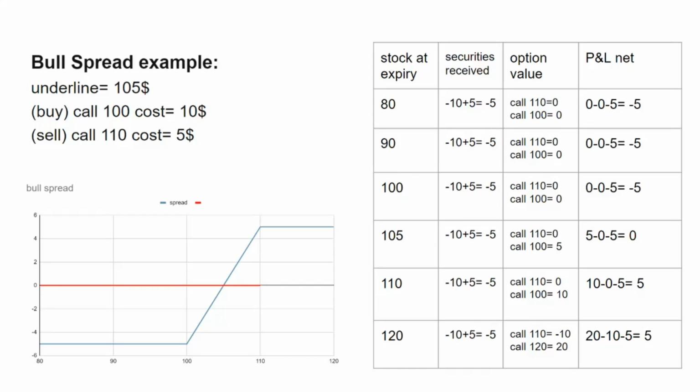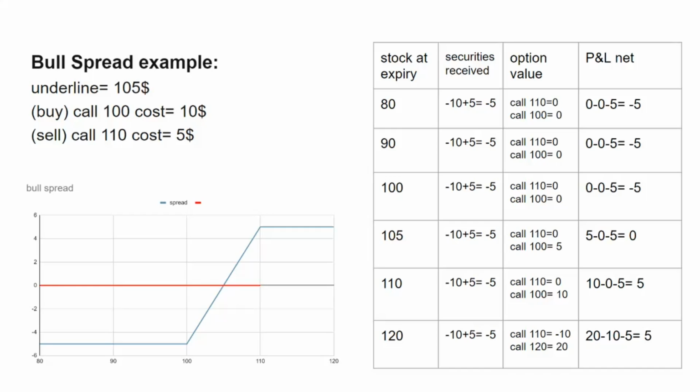So as you can see in the graph, at 105 strike price, if it expires at 105, then call 110 is going to be worthless, and call 100 is worth $5 at this expiry. So 5 minus 5 equals 0. So at 105, this is our break-even point, and at every point above 105, we're going to make a few more dollars.